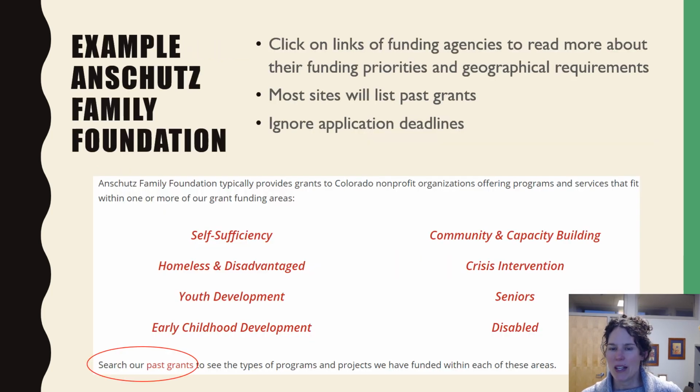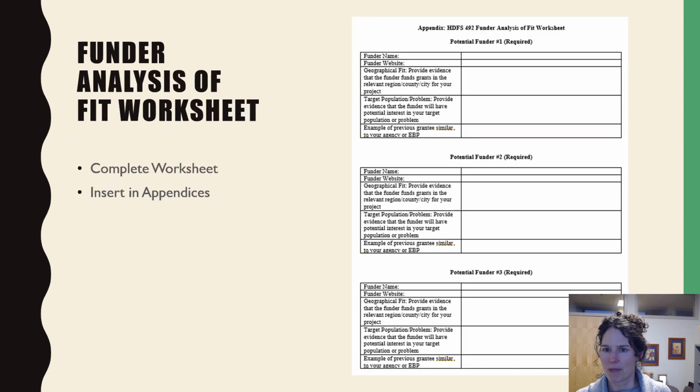Here's an example. If you click on or find a link to a funding agency like the Anschutz Family Foundation, then you can read more about what they typically fund, their geographical requirements, and maybe what some of their past grants are. I will say in all this searching, you can ignore any application deadlines. So if it says deadline due February and you're like, what? It's March, for the purposes of this class, you can just ignore that. But in real life, you'd have to pay attention to it.